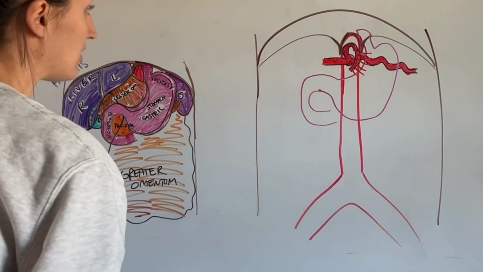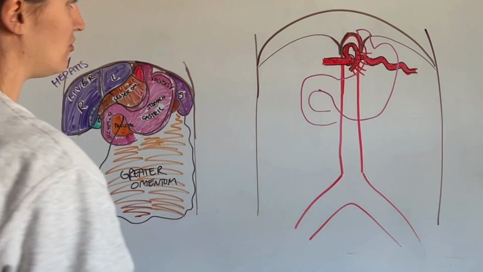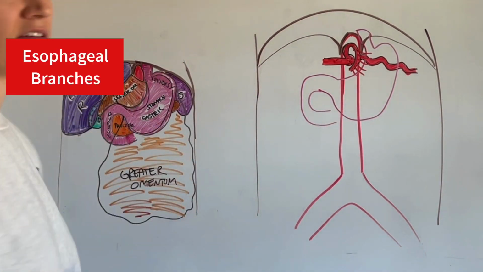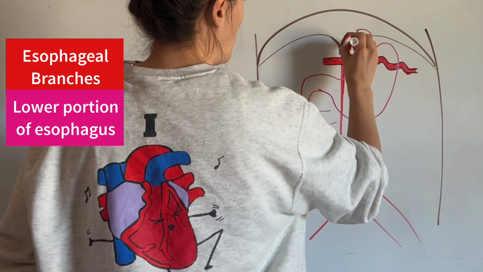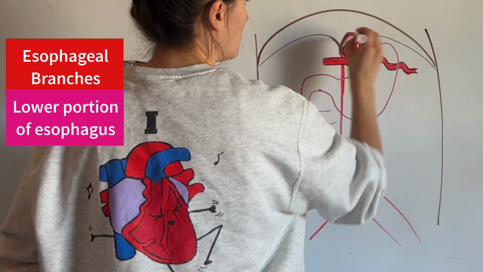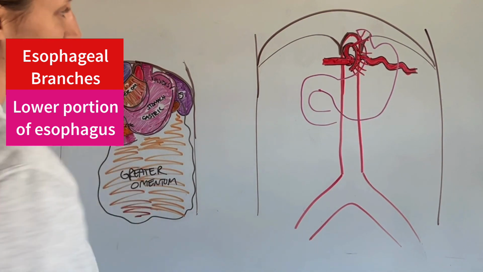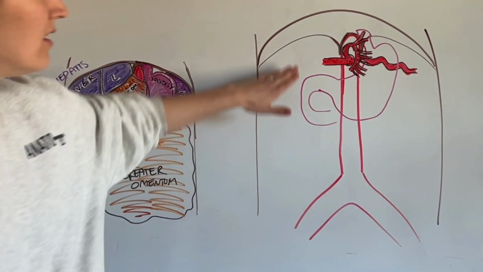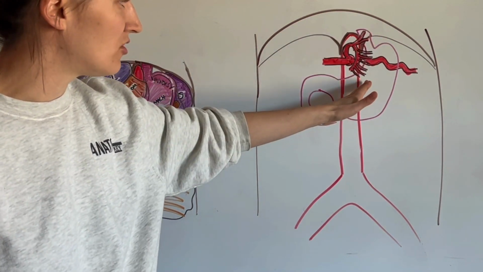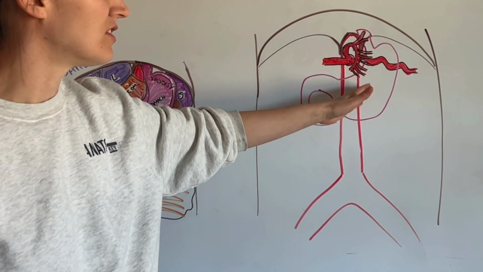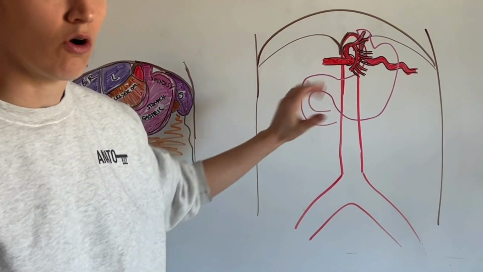There's one more branch that comes off of our left gastric artery, and that is going to be the esophageal branches. So to that lower portion of the esophagus, we actually send up some branches from the left gastric artery. So we have esophageal branches and gastric branches to the lesser curvature of our stomach. That is left gastric in all of its branches.